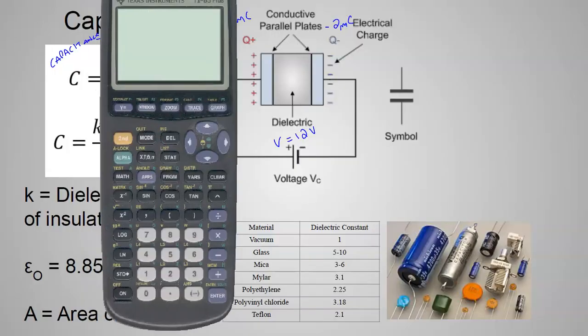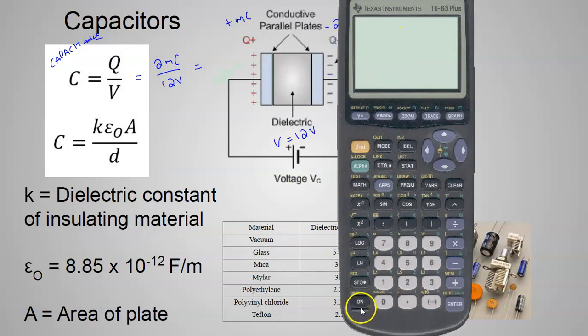And I could do that little division there. I could say 2 millicoulombs. I'm going to put 0.002, get rid of that milli there, and divide that by 12. And I get a number here, 1.66 times 10 to the negative 4. Okay, that would be the capacitance of that.